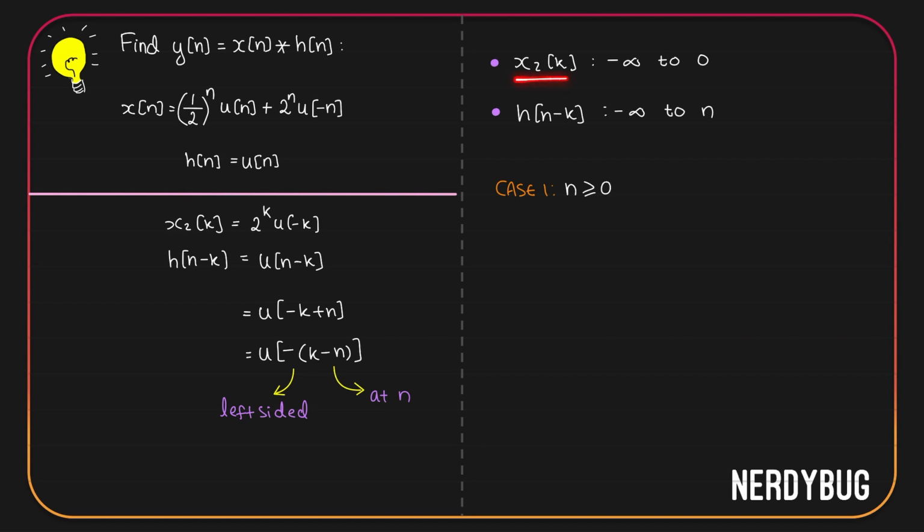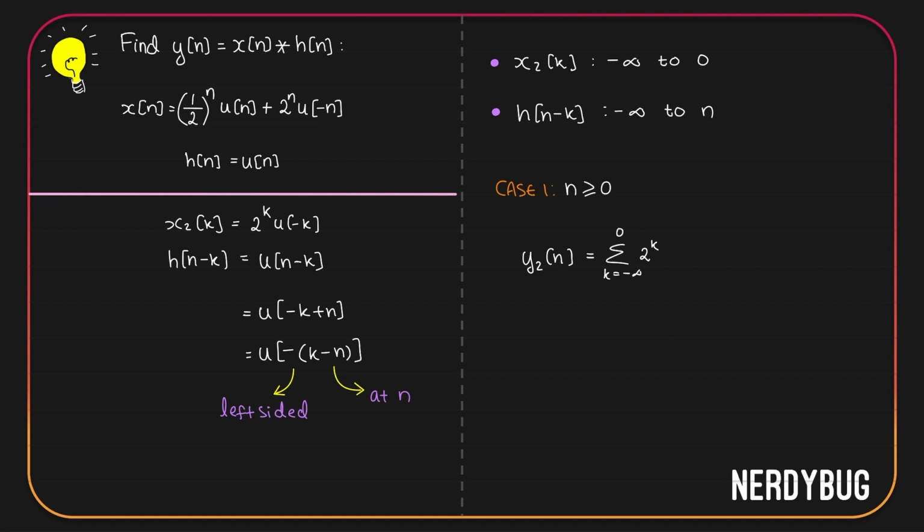In this case, x2 of k only exists from minus infinity to 0, but h of n minus k exists from minus infinity to n, which is a positive number. So obviously the overlapping will only happen between minus infinity and 0. So to get y2 of n for n greater than or equal to 0, we only have to take summation from k equals minus infinity to 0. x2 of k here is going to be 2 raised to k, and h of n minus k will be 1 because it's a unit step sequence.